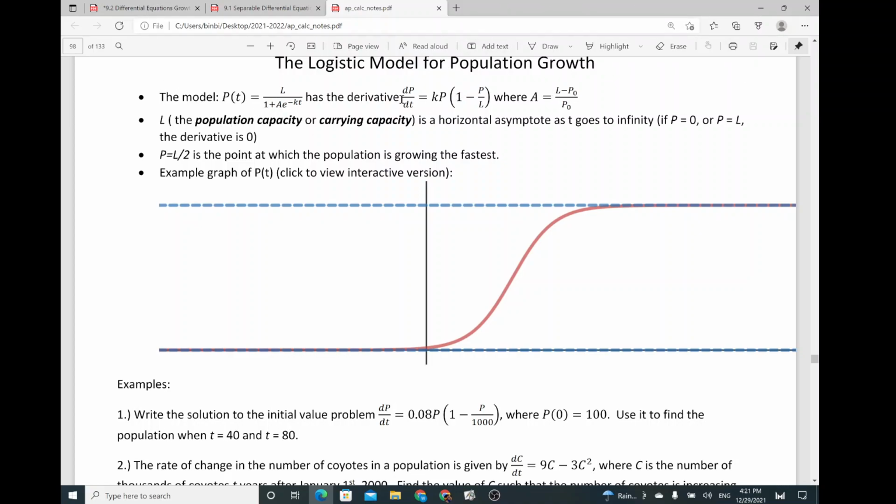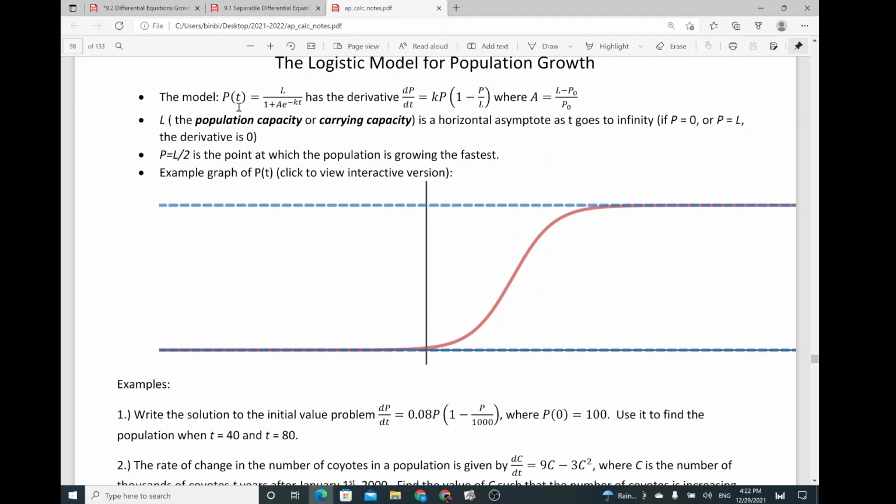It has the derivative dP over dt, where t is the variable. L is just a constant. It's called the population capacity or the carrying capacity. Capacity means a maximum population that the model can handle. K is always considered the proportional constant, and P is the population. The rate of change of the population is k times P times the quantity 1 minus P over L. And A can be found by using L minus P naught, the initial population, all over P naught, the initial population.